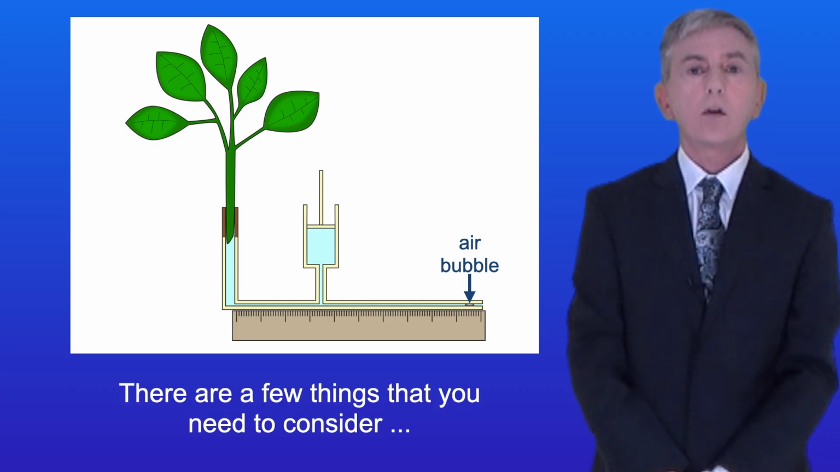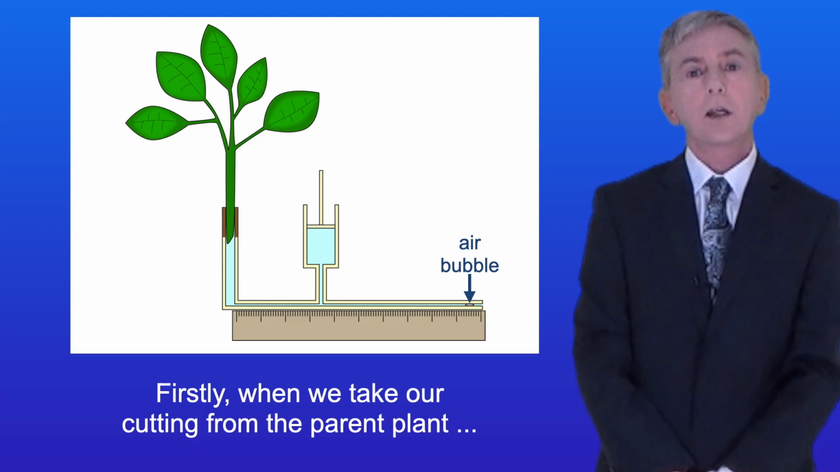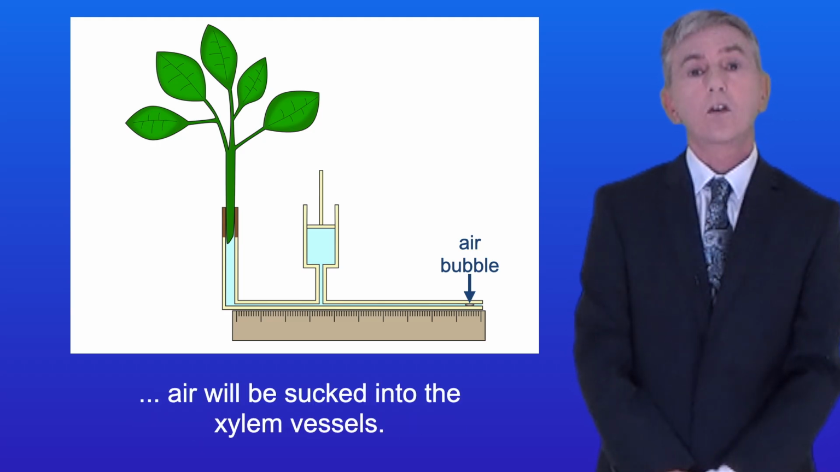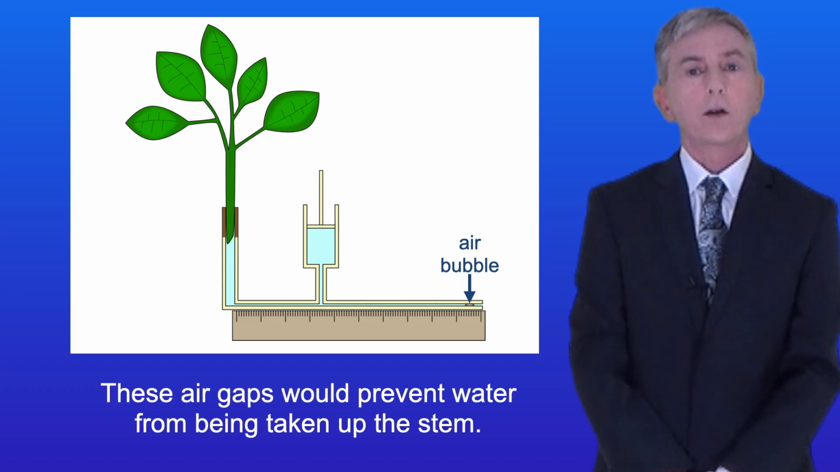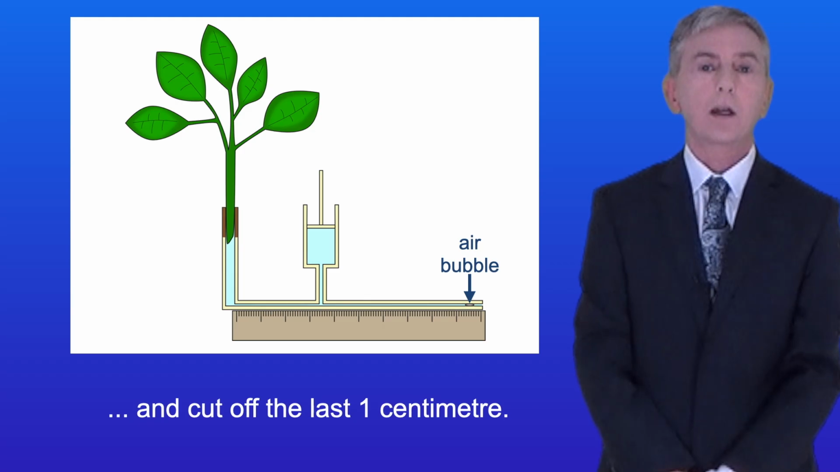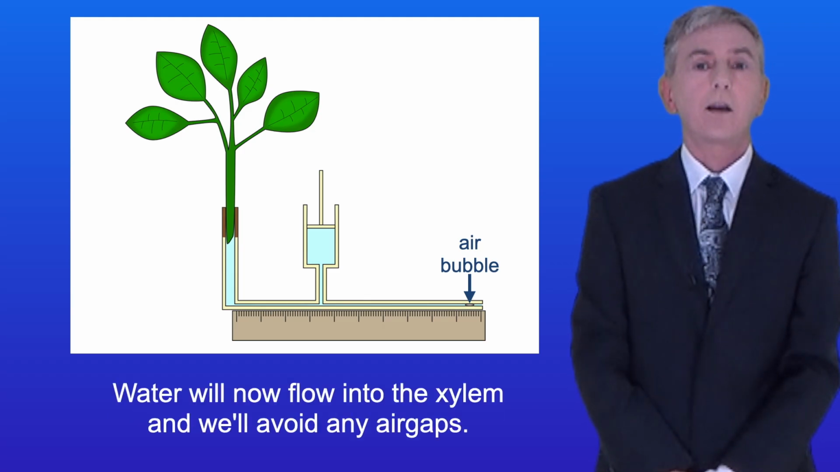Okay, now there are a few things you need to consider when setting up a bubble potometer. Firstly, when we take our cutting from the parent plant, air will be sucked into the xylem vessels, and these air gaps would prevent water from being taken up the stem. So to correct for this, we now place the cut stem of our plant into water and cut off the last 1 centimetre. Water will now flow into the xylem and we'll avoid any air gaps.